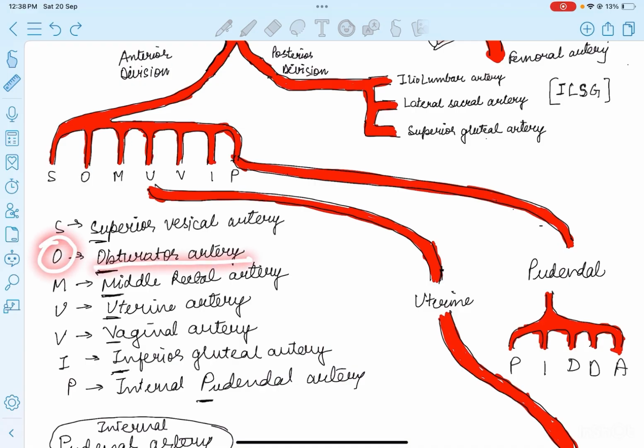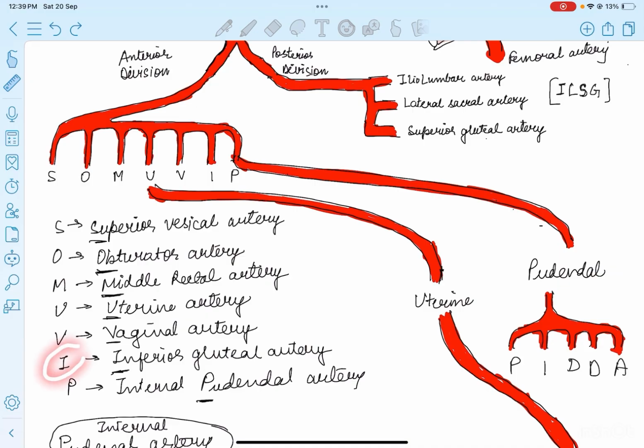As the name suggests, it will cross through the obturator canal and go outside the pelvis, and it will supply the muscles of the thigh and the head of the femur. M stands for middle rectal artery. As the name suggests, rectal, that means it will supply the rectum and anal canal. U stands for uterine artery. We'll study later about its branches. It will supply the uterus. V stands for vaginal artery. As the name suggests, there is vaginal in it, so it will supply the upper part of the vagina.